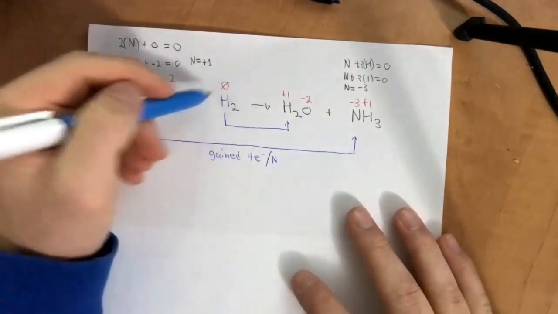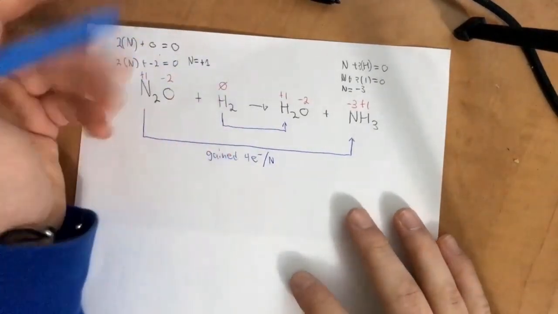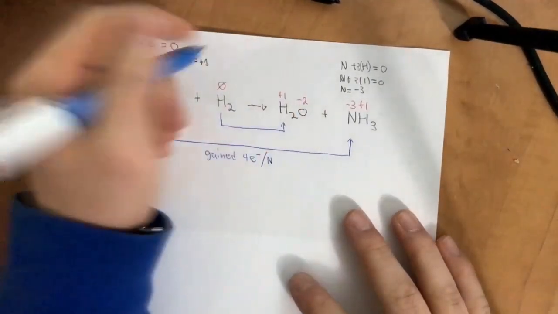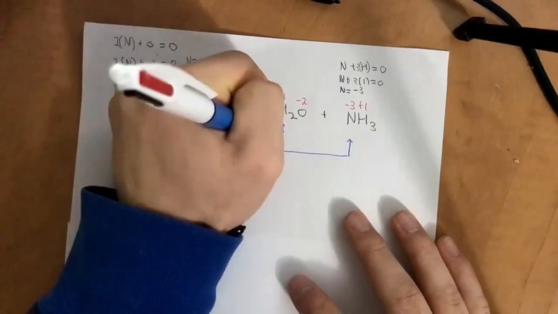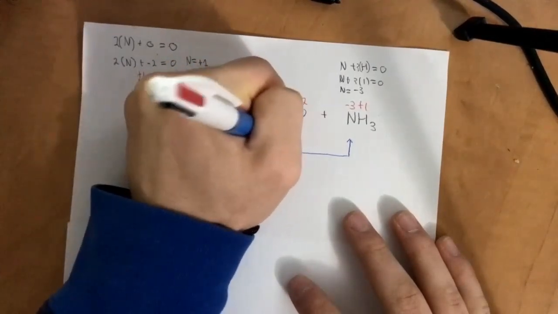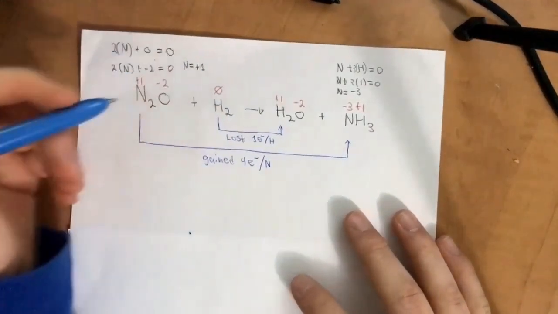Now we're going to do the exact same for the hydrogens. We went from a 0 to a +1. That means we lost 1 electron negative per hydrogen atom, right? The number got more positive, so clearly it lost an electron.